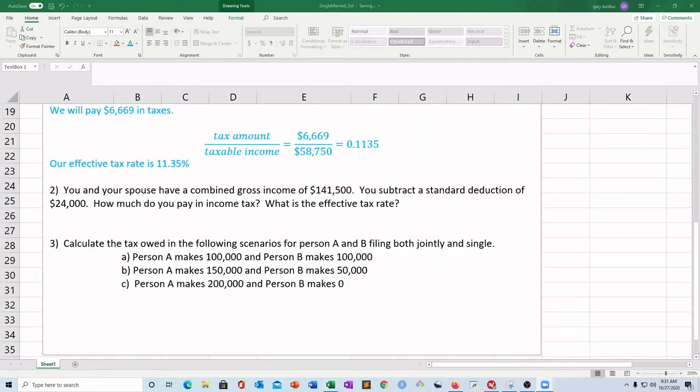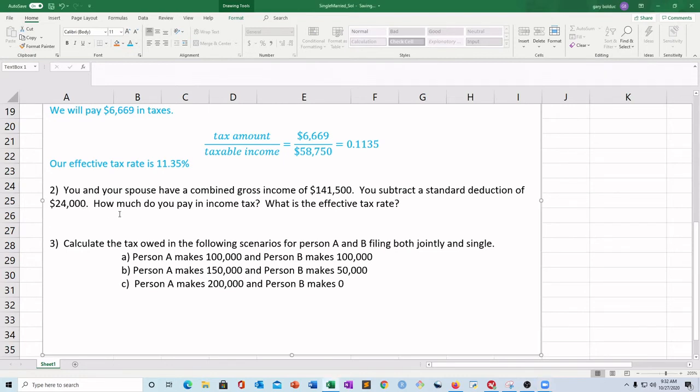Okay, let's look at number 2. This one says you and your spouse have a combined gross income of $141,500. We're going to subtract a standard deduction of $24,000. How much do we pay in income tax, and what is the effective tax rate? It's a very similar problem to the last one, except we've added something in here. We've got a standard deduction of $24,000.